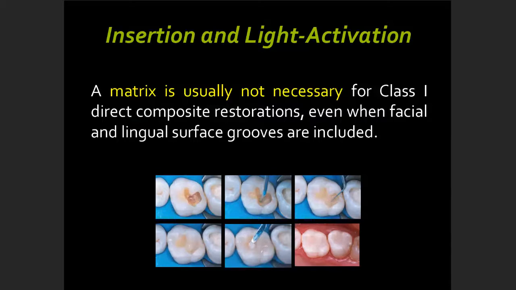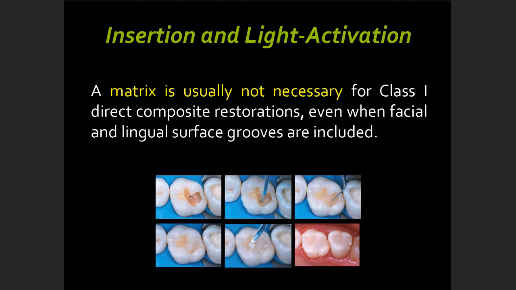Now again an example is shown of class 1 restoration. In class 1 also a matrix is usually not necessary, even when facial or lingual surface grooves are included. Now the first thing you do is you remove the caries, and after removing the caries you see how deep you are.